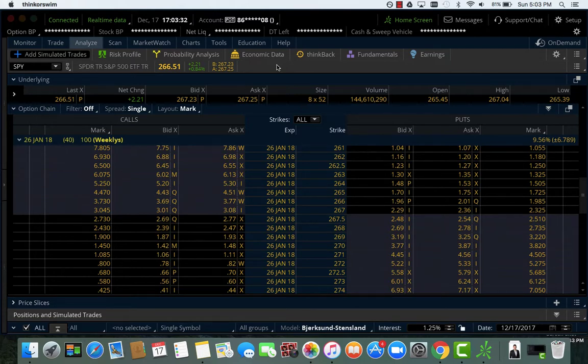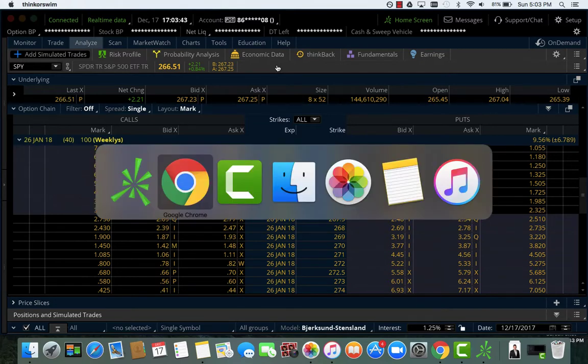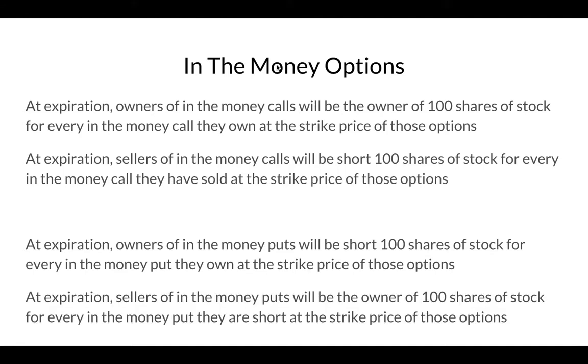You are getting short 100 shares of stock for every option that you are the buyer of an in the money put at expiration. Right? And conversely, at expiration, sellers of in the money puts will be the owner of 100 shares of stock for every one in the money put they're short at the strike price of those options.